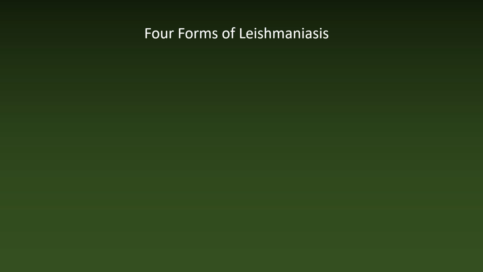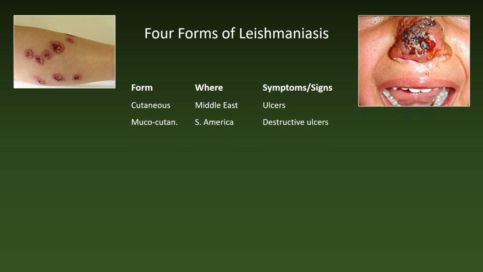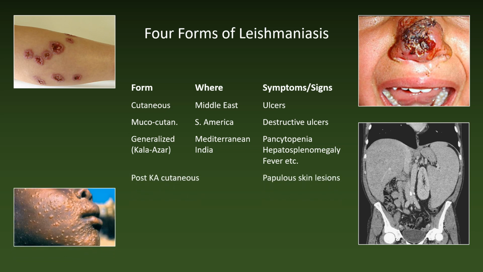We can distinguish 4 forms of Leishmaniasis. Cutaneous Leishmaniasis, traditionally associated with the Middle East, is characterized by skin ulcers. Mucocutaneous Leishmaniasis causes destructive ulcers and is seen in the Middle East, India, and South America. Generalized Leishmaniasis, or kala-azar, causes pancytopenia, hepatosplenomegaly, weight loss, and fever. Finally, post-kala-azar cutaneous Leishmaniasis is characterized by skin papules. The last 2 forms are those which are associated with HIV infection.